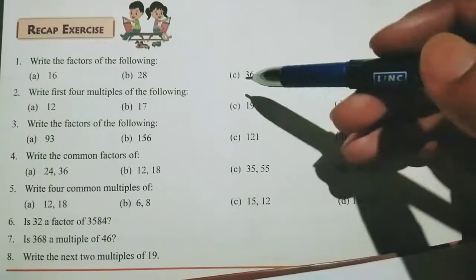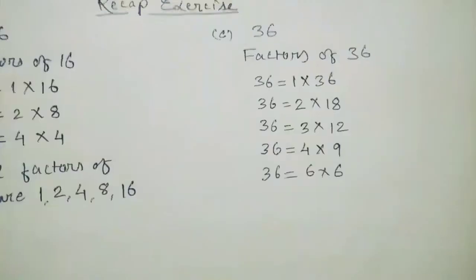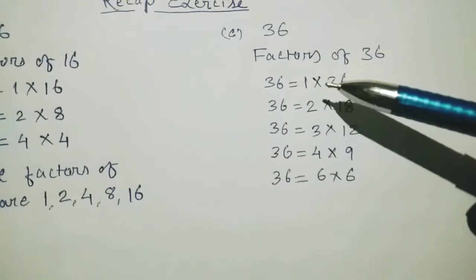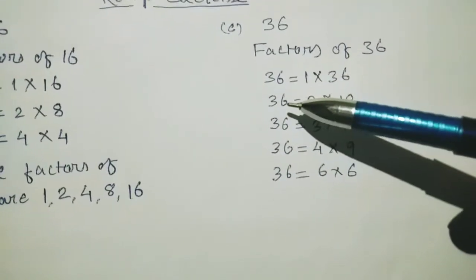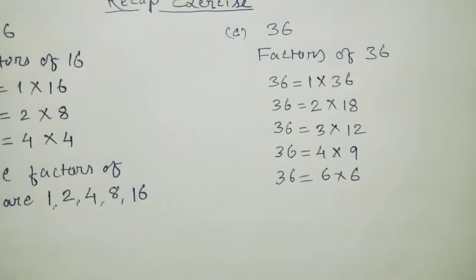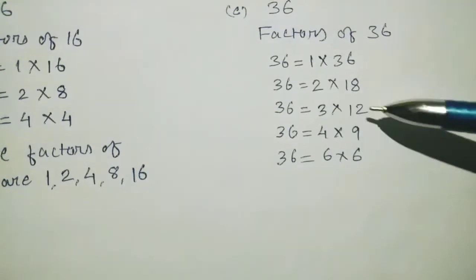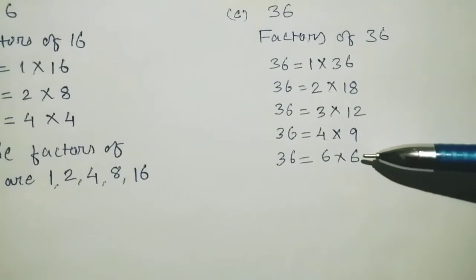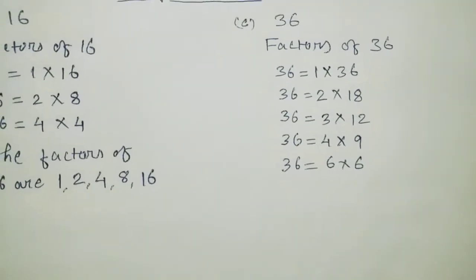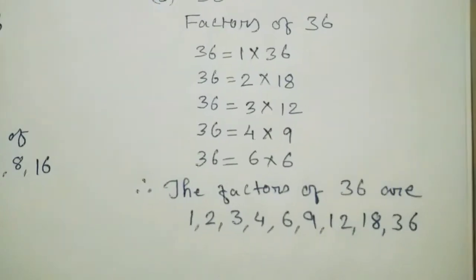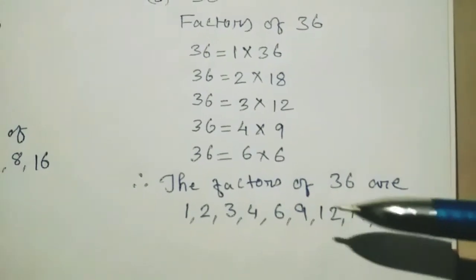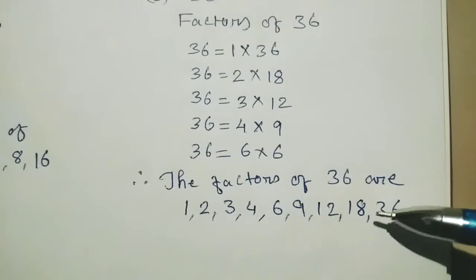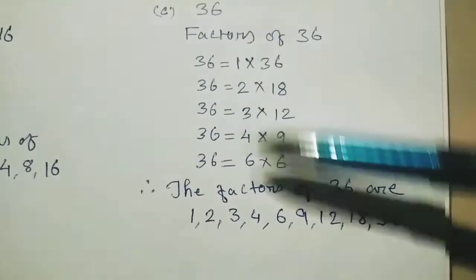B and D are homework. So C is 36. Here you can see the factors of 36: 36 equal to 1 into 36, 36 equal to 2 into 18, 36 equal to 3 into 12, 36 equal to 4 into 9, 36 equal to 6 into 6. So all these are the factors of 36: 1, 2, 3, 4, 6, 9, 12, 18, 36. So you have to write all the numbers.